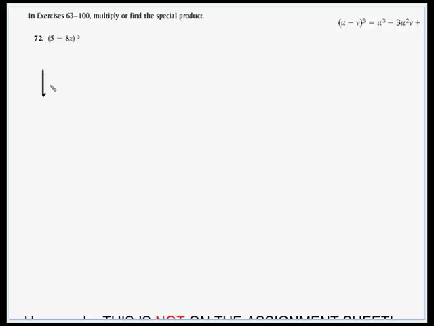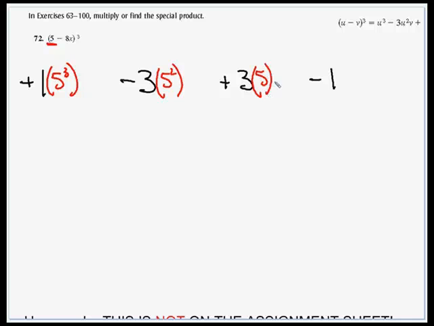First, I'll set up my coefficients, 1, 3, 3, 1. And I plug in my signs. I'm going to start with a positive, and then we'll go negative, positive, negative. I'll switch over to red here. Now this is our first term in the binomial. It's on the left, so I'm going to start here with 5 to the third power, and then work my way down. 5 squared, and 5 to the first, and then it would be 5 to the 0, which we don't have to write.